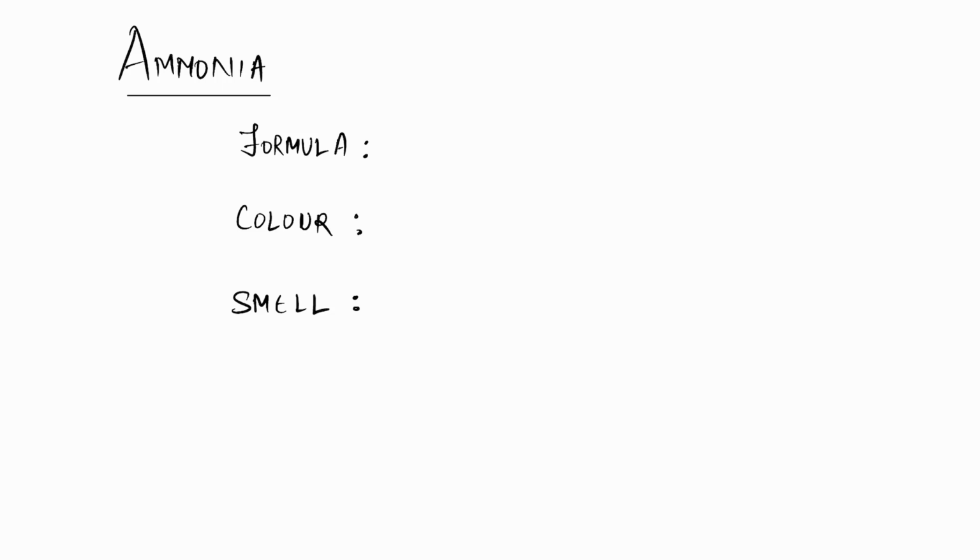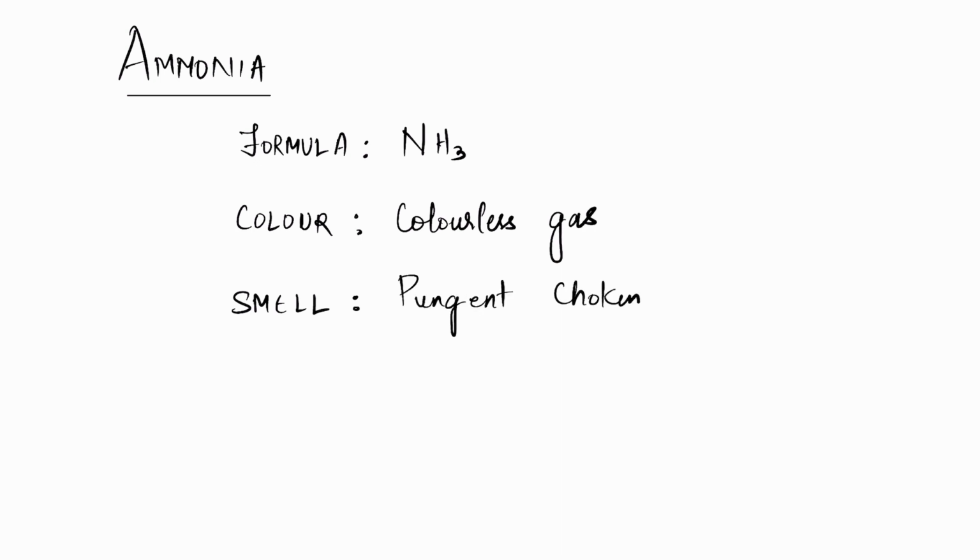First, let's look at some of the basic characteristics of ammonia. The formula of ammonia is NH3. It is a colorless gas. It has a pungent choking smell.